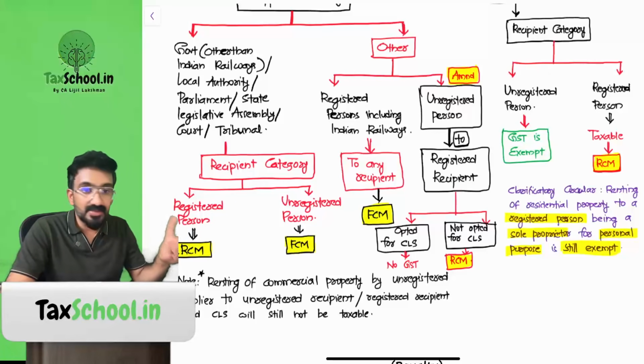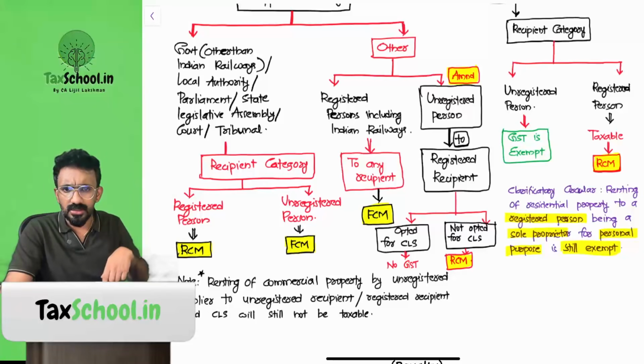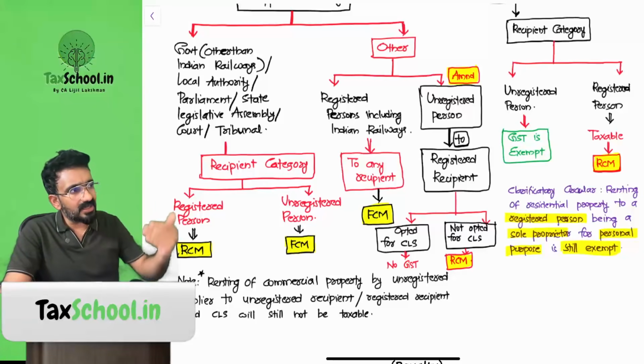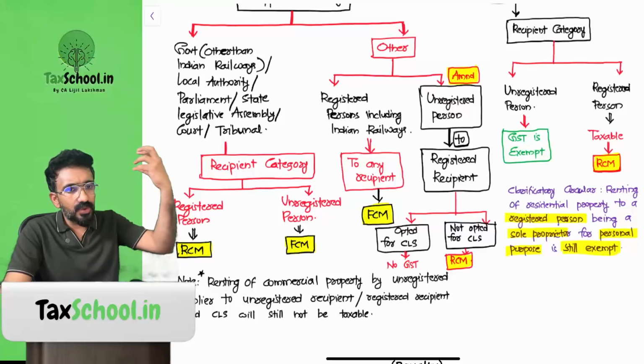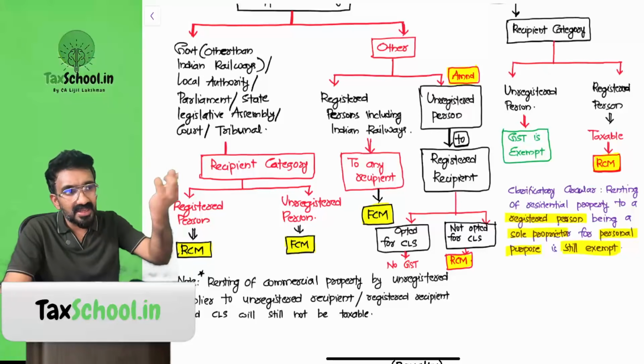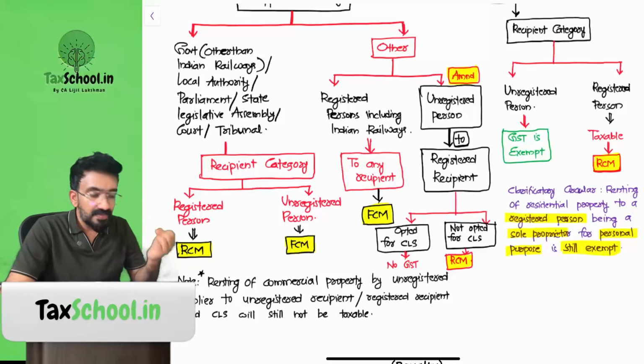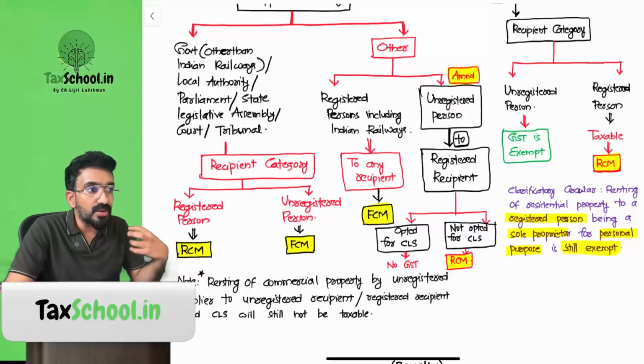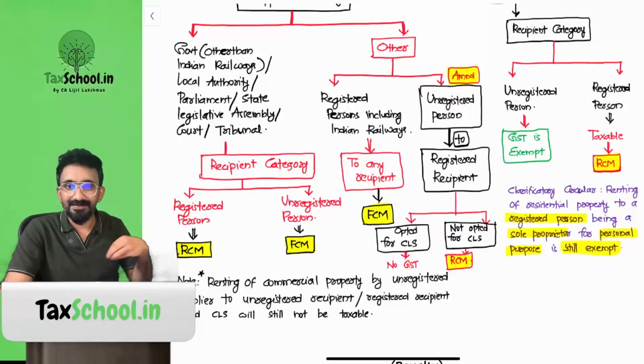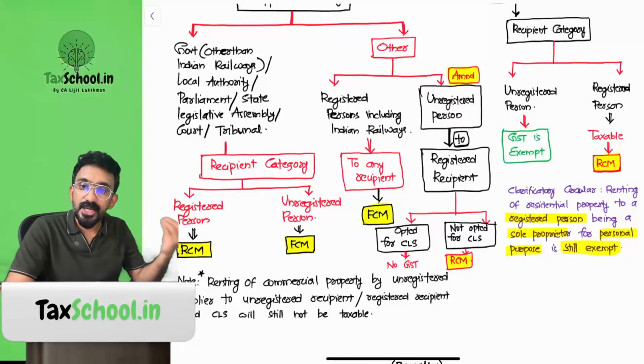But if the recipient is registered, in most questions the recipient is registered. So in your net GST computation question, the company for whom you are computing net GST has taken their space on rent. They have taken it from a local authority, Panchayat or municipality. It would be taxable under RCM because they are registered, right?